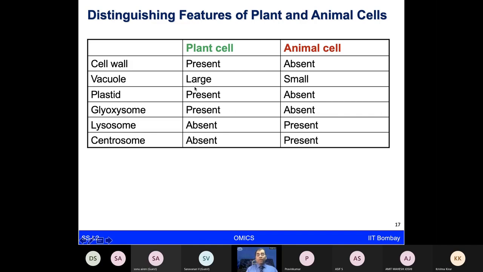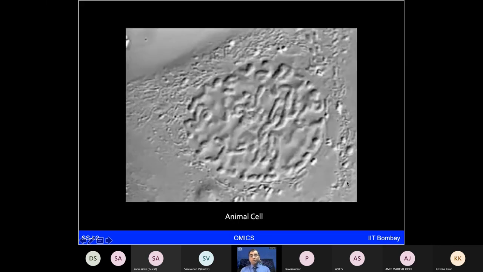Plant also contains a large vacuole, which I showed you in the beginning, which is absent in the animal cell or very rudimentary and small. A cell wall is present in the plant cell, which makes them much more robust and provides them more strength, which is absent in the animal cells. And then there are some more specialized organelles like glyoxysome present here. Lysosome is present in animal cell. Centrosome is present in the animal cell. So again, some of these terms you don't have to worry about.